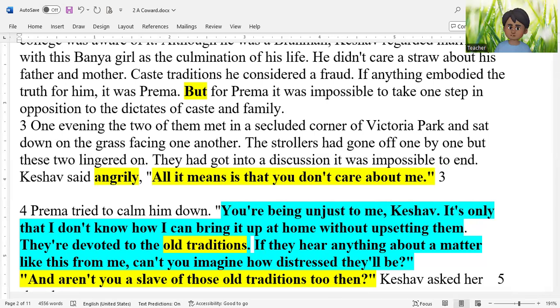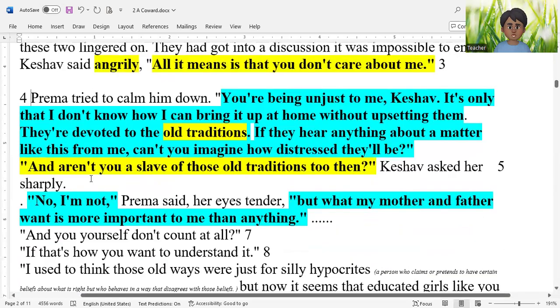Let's read. Prema tried to calm him down. So can you see the opposing nature of the boy and girl? The girl is calm and quiet. The boy is violent and angry. See the element of conflict. Prema tried to calm him down. "You are being unjust to me."